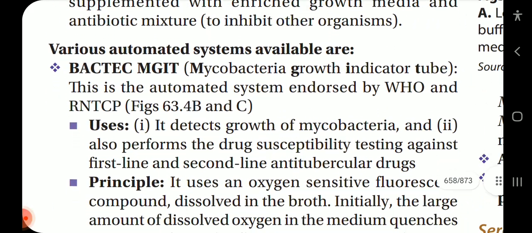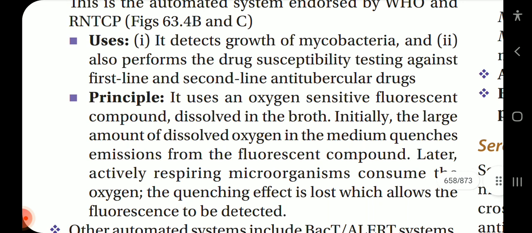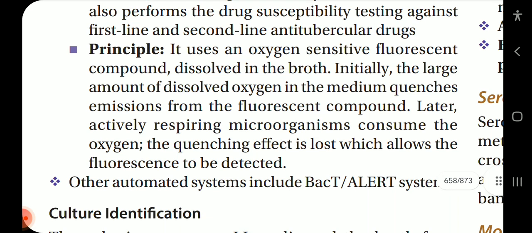BACTEC MGIT, Mycobacteria Growth Indicator Tube. This is the automated system endorsed by WHO and RNTCP. It detects the growth of mycobacteria and also performs drug susceptibility testing against first line and second line anti-tubercular drugs. Principle: it uses an oxygen sensitive fluorescent compound dissolved in the broth.